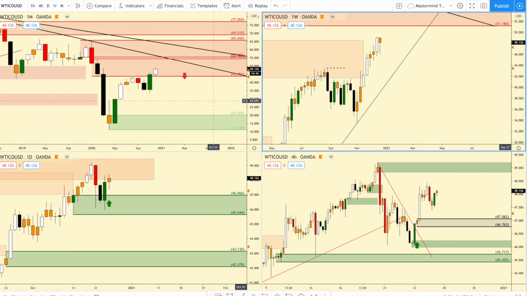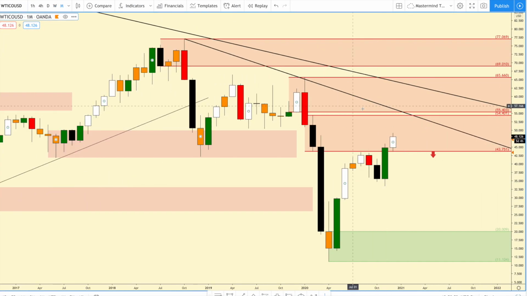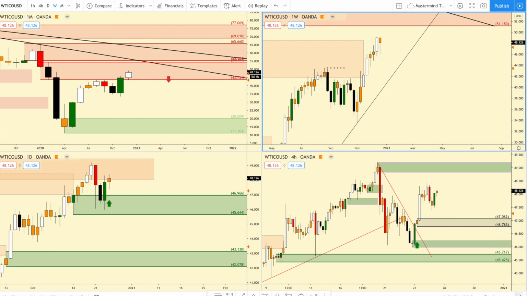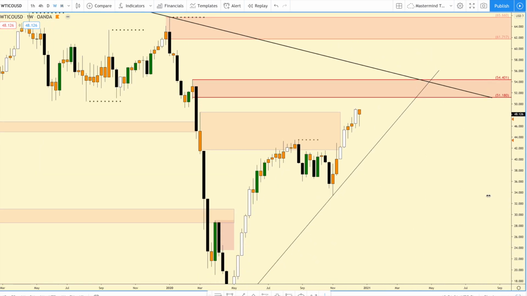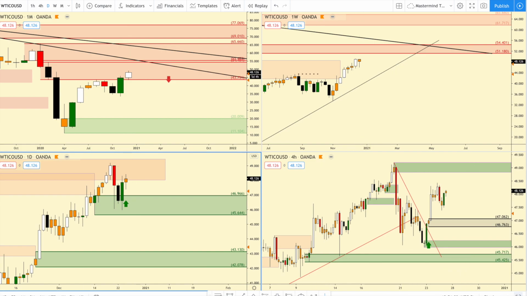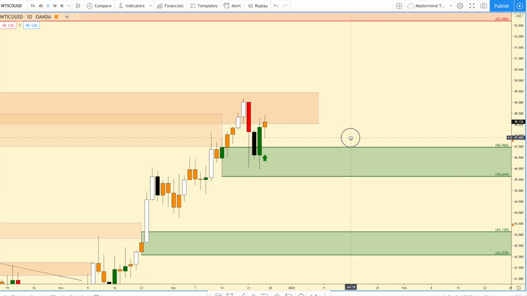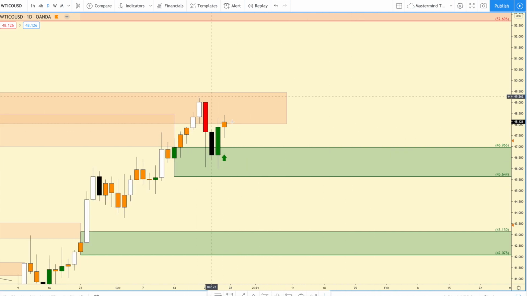All right, looking at oil, we are in this monthly area of supply, which is, I think the better supply is up here about 55 area. But looking at the weekly, we still have some decent room to this 51.18 area. We still have a few more dollars to go. So in my opinion, buying oil right now is still somewhat of a decent move. Just be cautious of these higher time frame areas of supply.